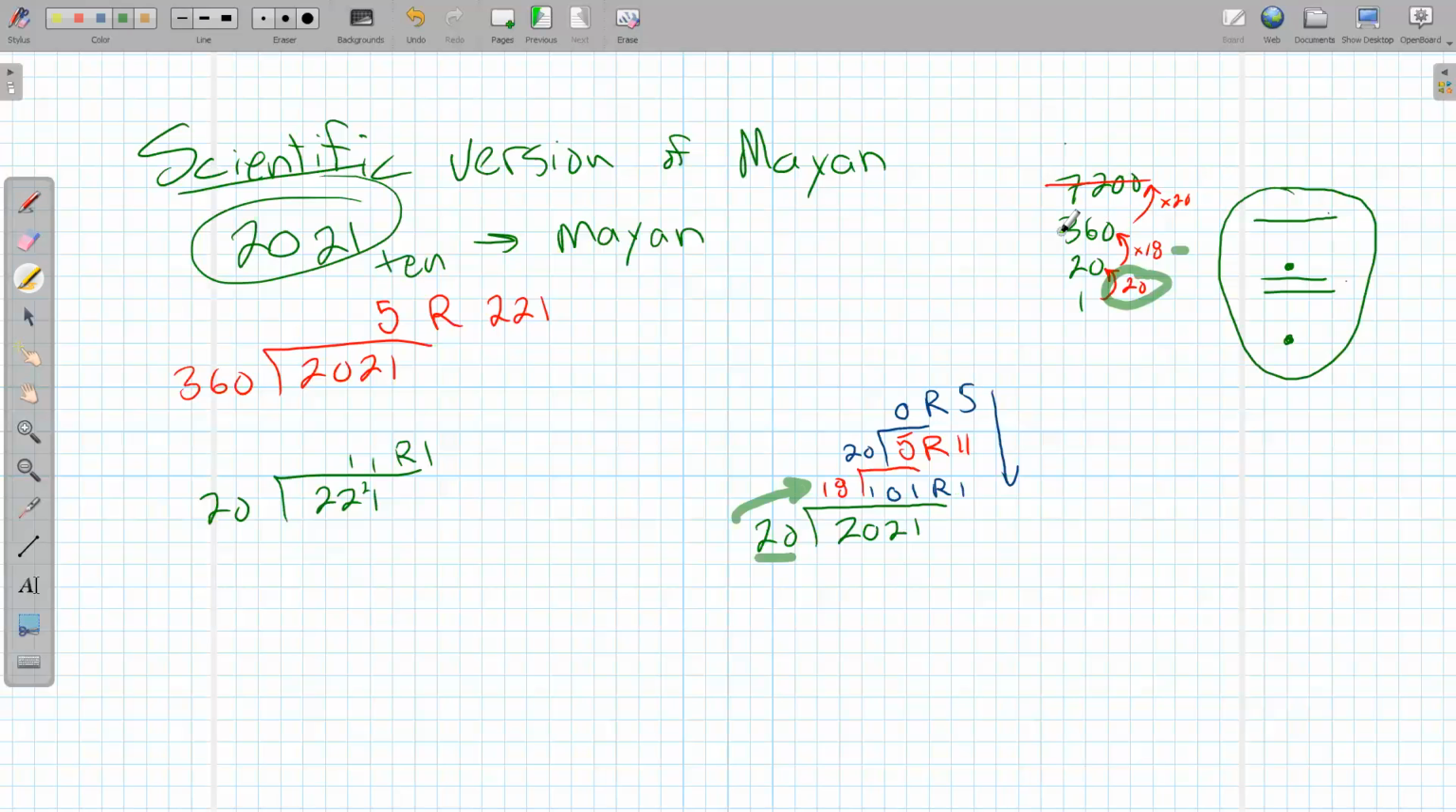Okay, so that's Mayan, a little bit of conversion, and I'll have a note here to remind everybody in the homework that the homework questions are using the scientific version of Mayan, which uses these slightly different place values. All right, let's take a look at a couple of other ones.